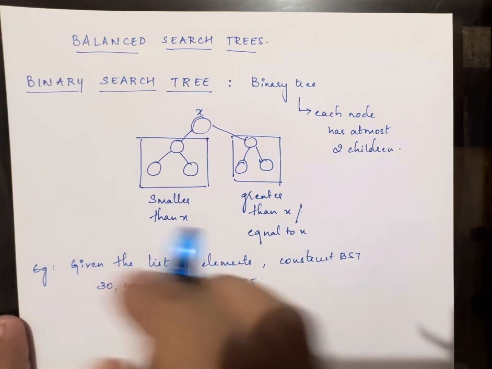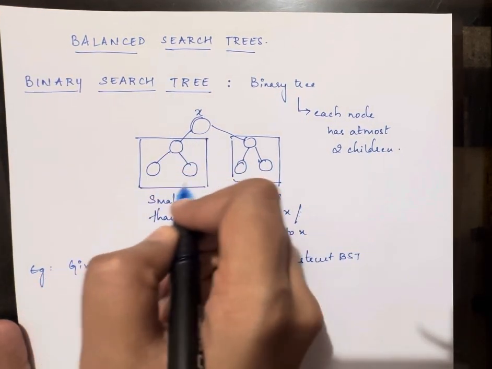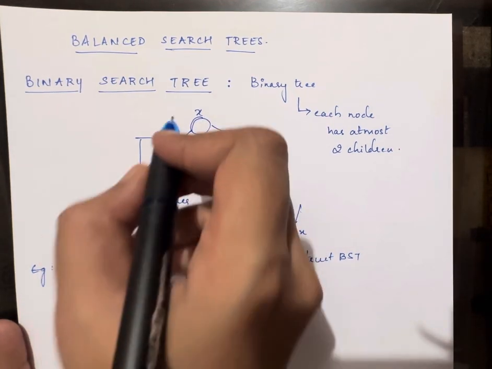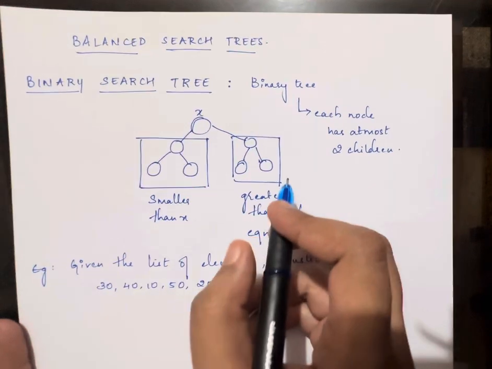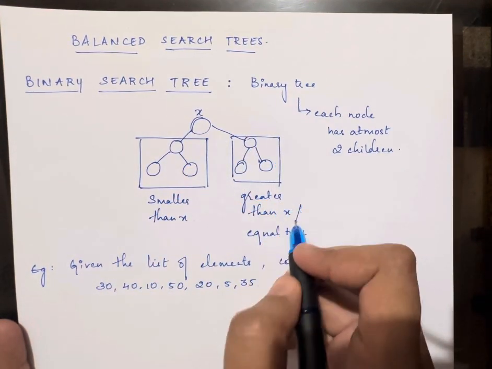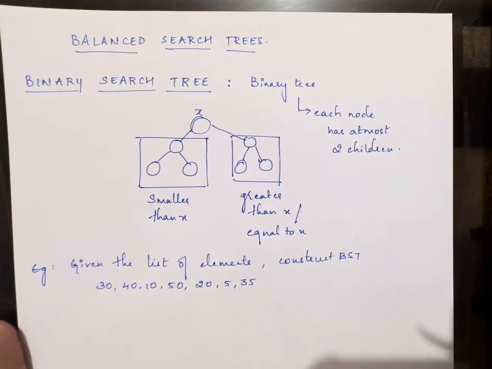So if we see in this example and we take a node x, then every node which comes in the left subtree of x should have a value which is smaller than x, and every node in the right subtree should have a value which is greater than or equal to x. Then this tree is said to be a binary search tree.